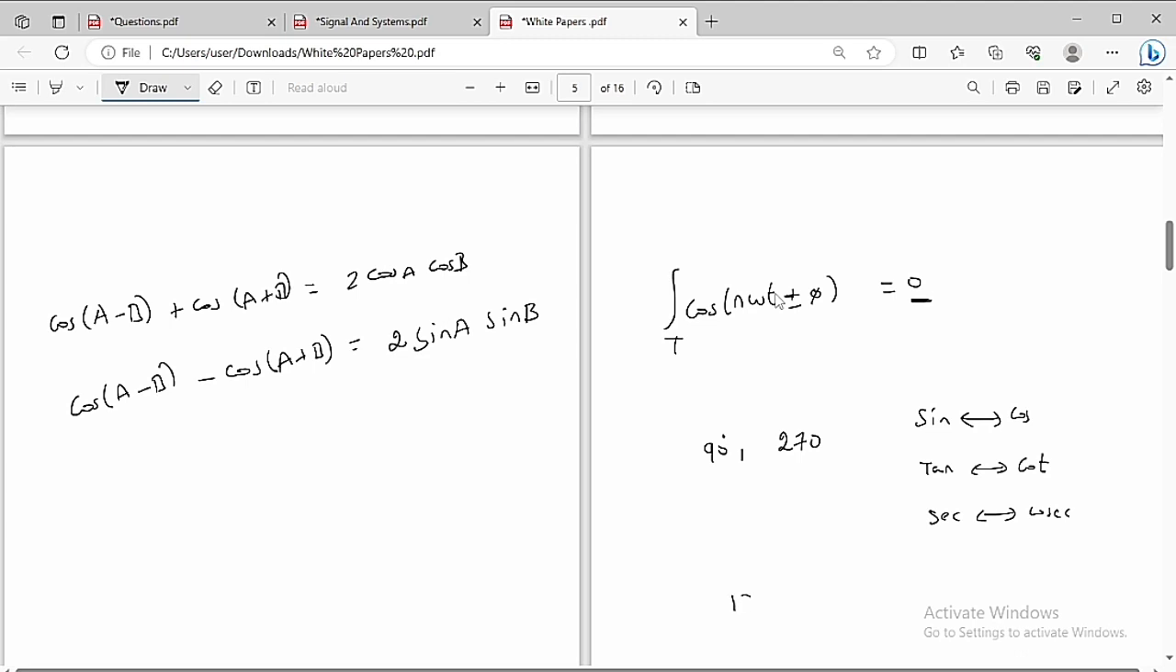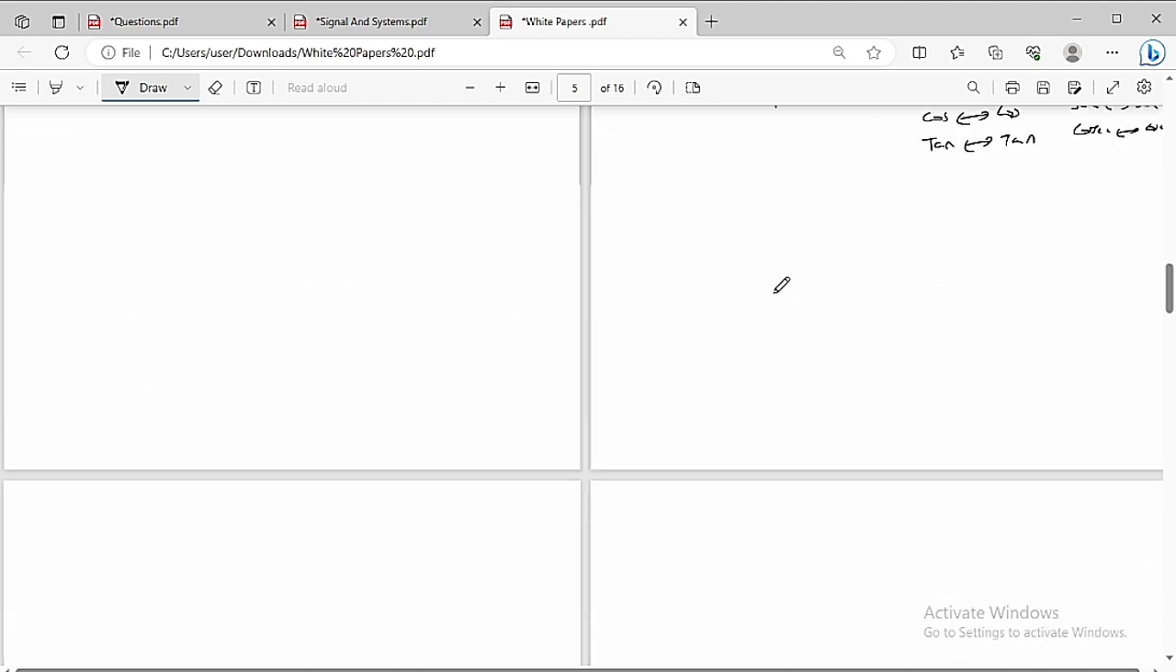Suppose there is 180 and 360. In terms of 180 and 360, sine will remain sine, cos will remain cos. This one I already told you. The tan will remain tan, and similarly cot will remain cot only, sec will remain sec only, and cosec will remain cosec only. This one I already told you so many number of times.